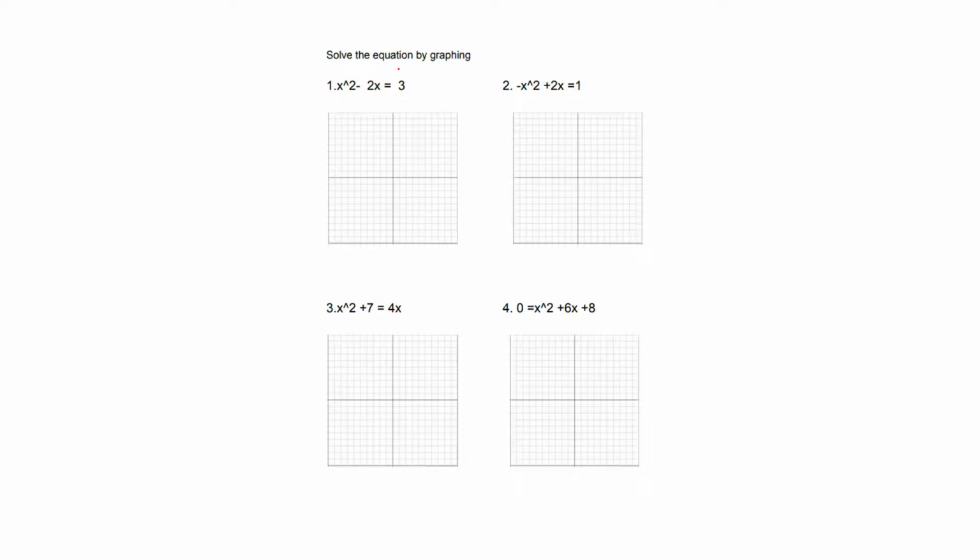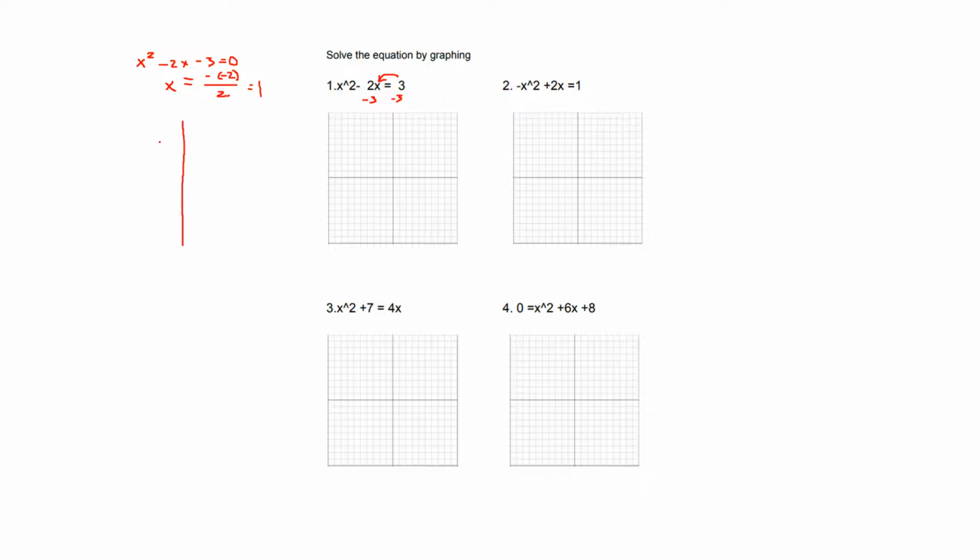This next section you need to solve by graphing. Here, we're given x squared minus 2x equals 3. We can move the 3 over by subtracting 3 from both sides. So our equation for number 1 is x squared minus 2x minus 3 equals 0. You need to solve for when this function equals 0. If we find our axis of symmetry, we get 2 over 2, which is just 1.